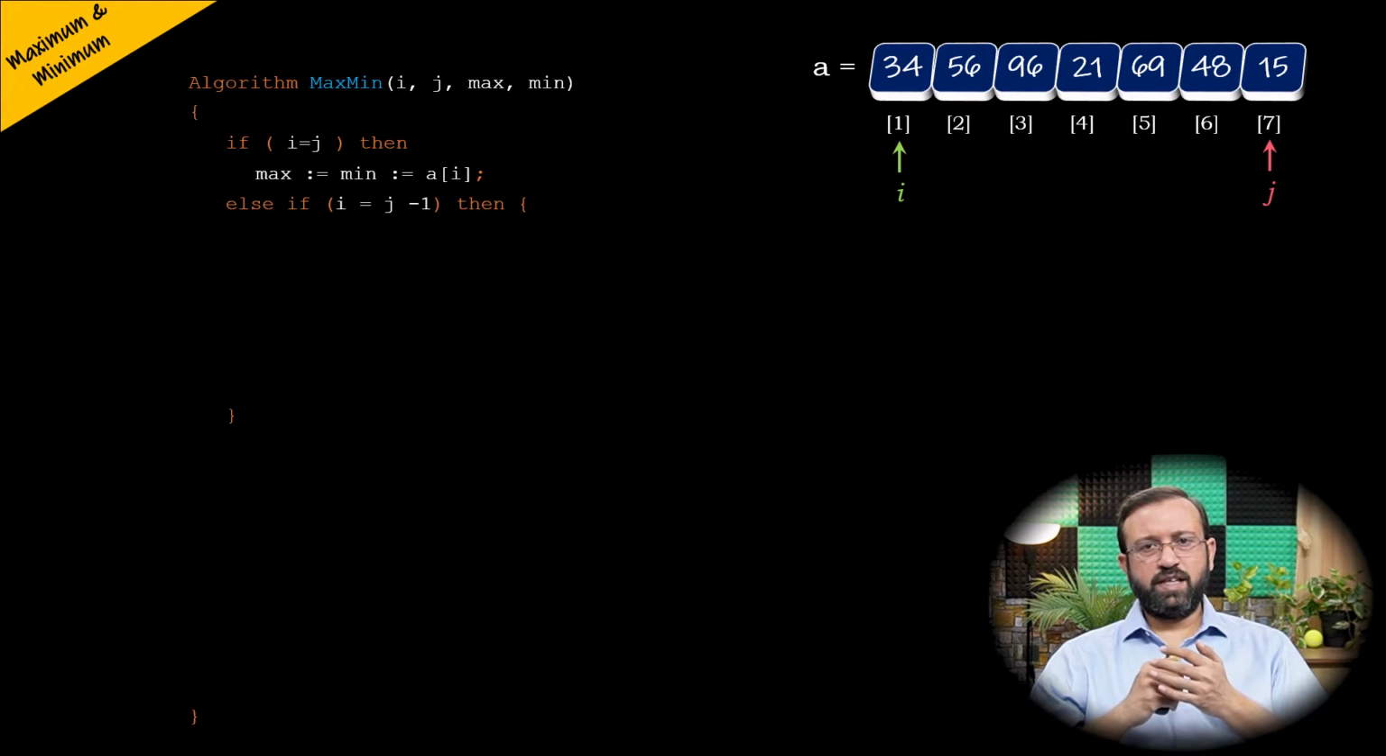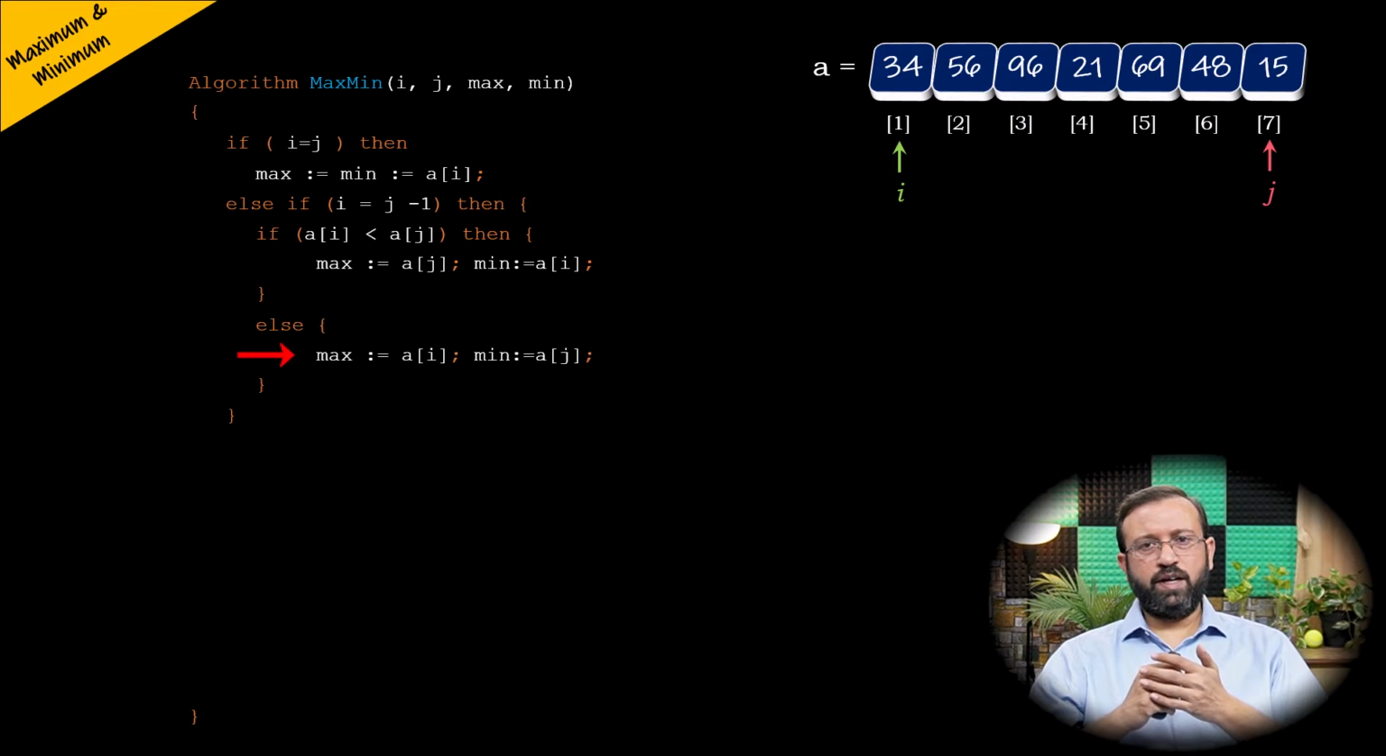Therefore, within this else if statement, we will have an if statement with the condition a of I less than a of j. If this is true, that means element a of j is greater than a of I. So max will be assigned a of j and min will be assigned a of I, since a of I is smaller than a of j. Otherwise, if a of I is greater than a of j, then we will have the else statement, and max will be assigned a of I and min will be assigned a of j.